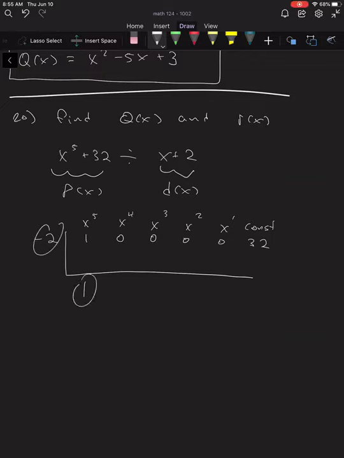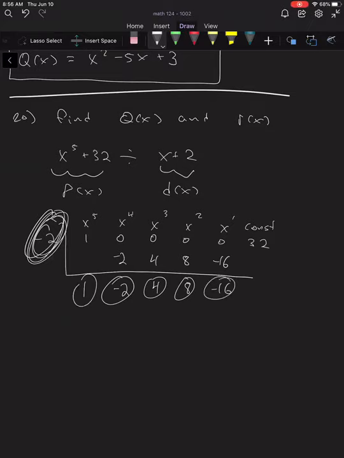Minus 2 times 1 is minus 2. Then we add them. So 0 plus minus 2 is minus 2. Then minus 2 times minus 2 is 4. Add 0 and 4, we get 4. Minus 2 times 4 is 8. Add those, we get 8. Minus 2 times 8 is minus 16. Add those, we get minus 16. Minus 2 times minus 16 is positive 32. Add those, and we get 64.